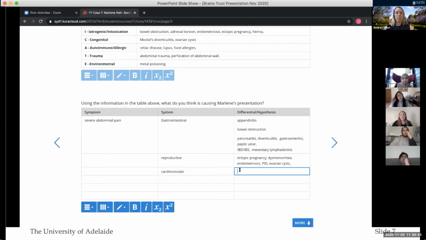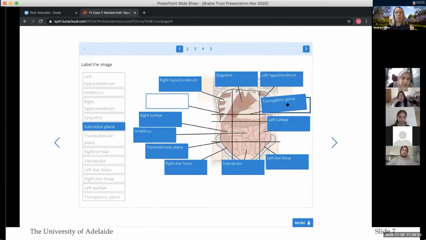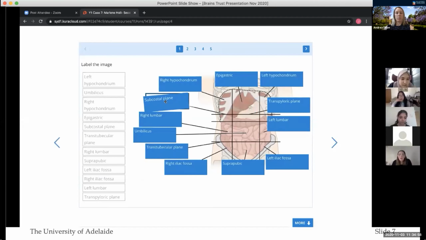Have you guys seen the congenital urinary plane? Yeah. And the subcostal. Oh, no, yeah. The subcostal and transpyloric are both pointing to the same thing, aren't they? Yeah, I'm confused. They're different lines. I think we just put it there. Yeah. Jess, what do you mean by different lines? Well, like there's two lines on the diagram, but they're both pointing to the same one.